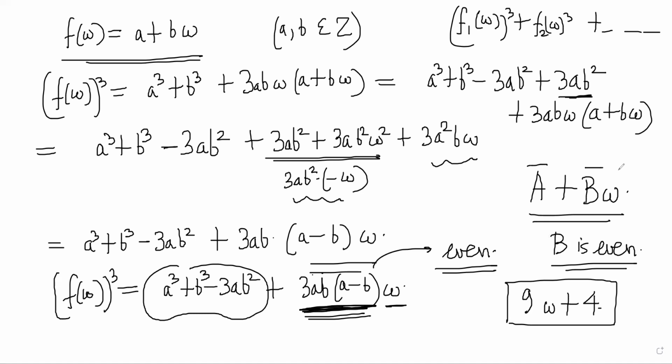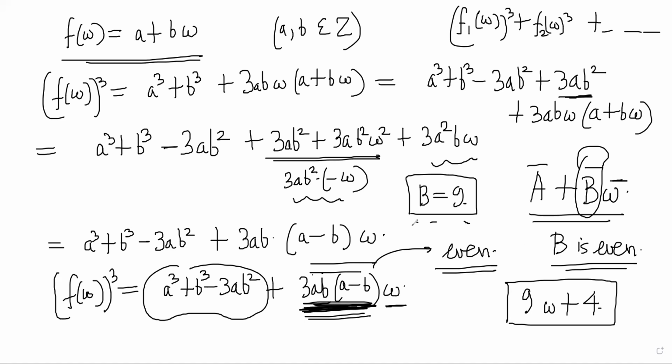RHS is a plus capital B omega, where B must be even because we have this as even. And you have four terms like this, right? So we are getting a contradiction because we are getting B should be equal to 9, but we are getting a parity mismatch. Even and odd is happening, right? So there is a contradiction, which means that it is not possible to select four different polynomials such that the sum of their cubes is equal to 9x plus 4.